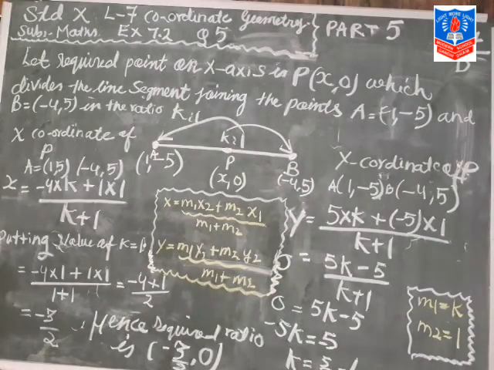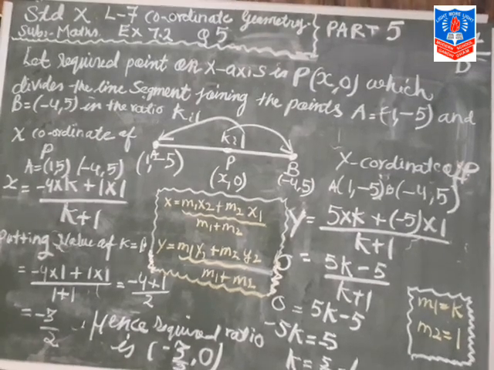Now students, we will start question number 5. Find the ratio in which the line segment joining A, that is 1 and minus 5, and B, minus 4, 5, is divided by the x-axis. X-axis means what? On the x-axis, y is 0. Also find the coordinates of the point of division.